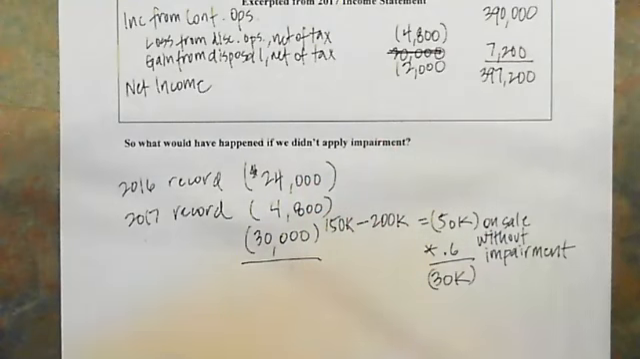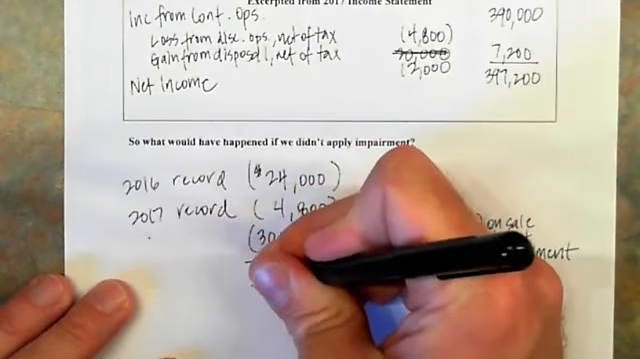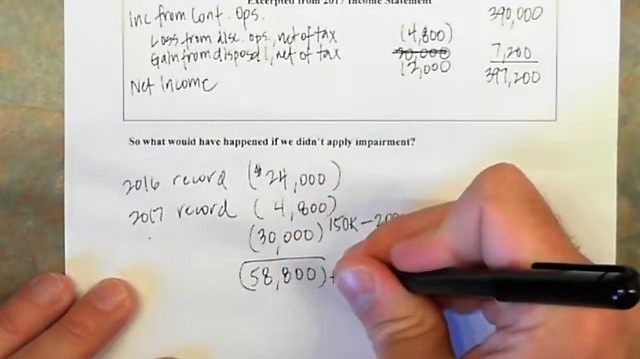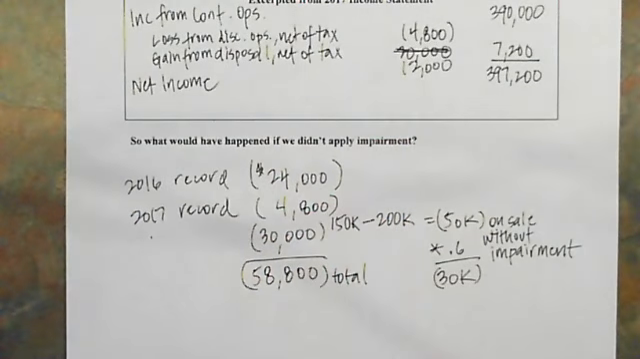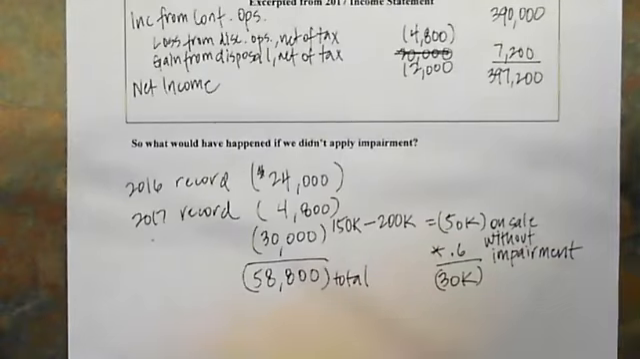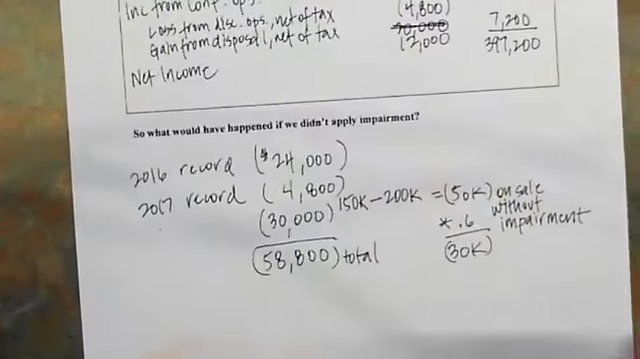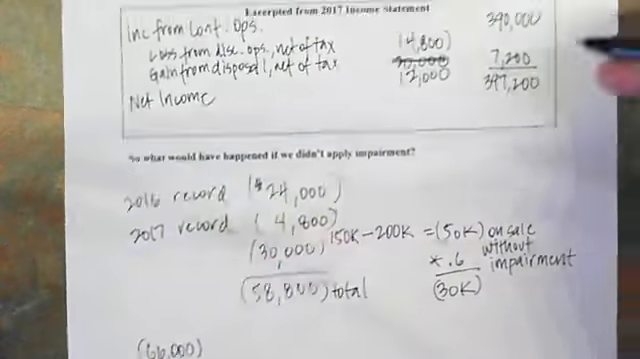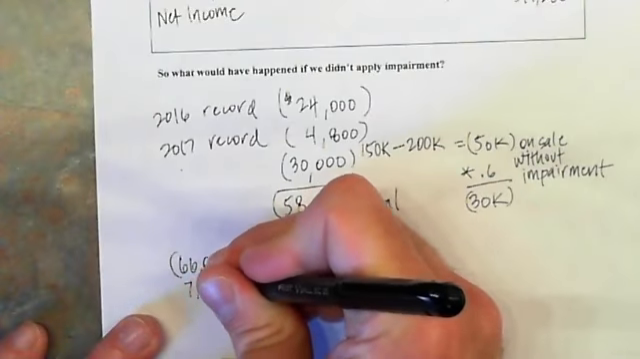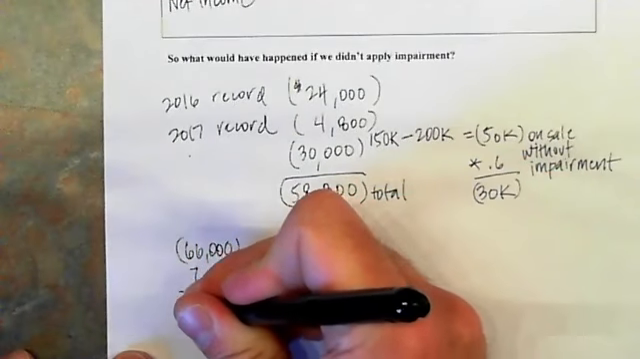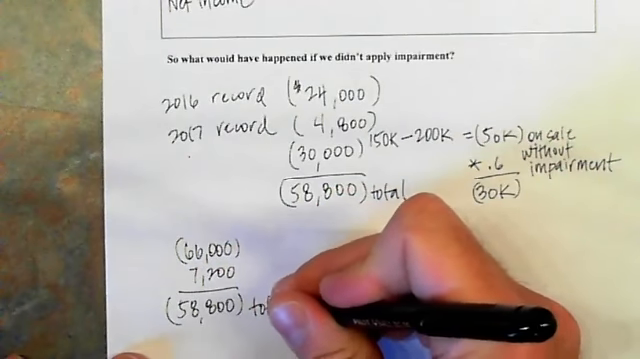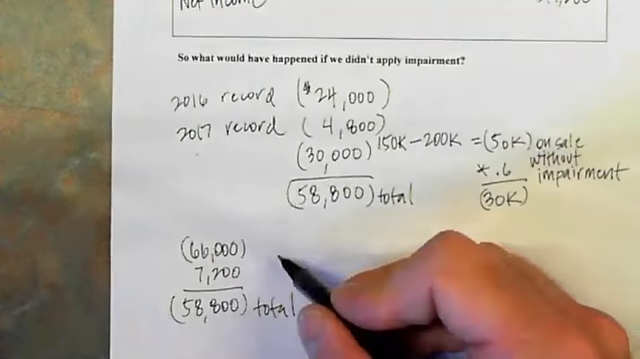So overall then, what would we have recorded? We would have recorded $58,800 of total loss on discontinued operations. That's their total effect, right? Well, what did we record? We recorded, if you recall, the $66,000 of a loss, and then a $7,200 gain, which comes out to exactly the same loss. Right? So these are the same.